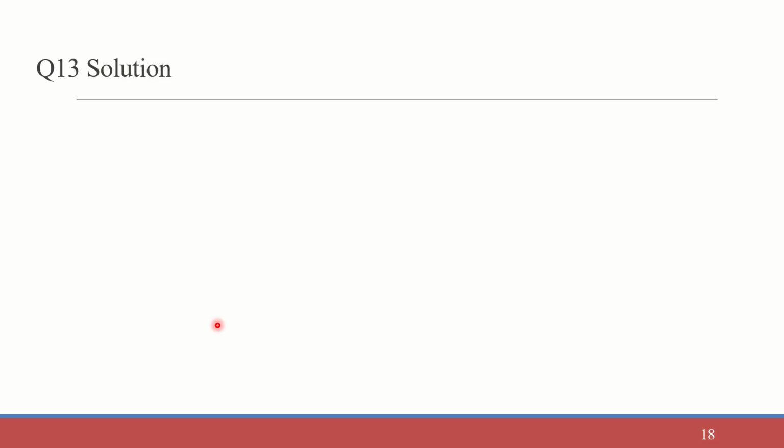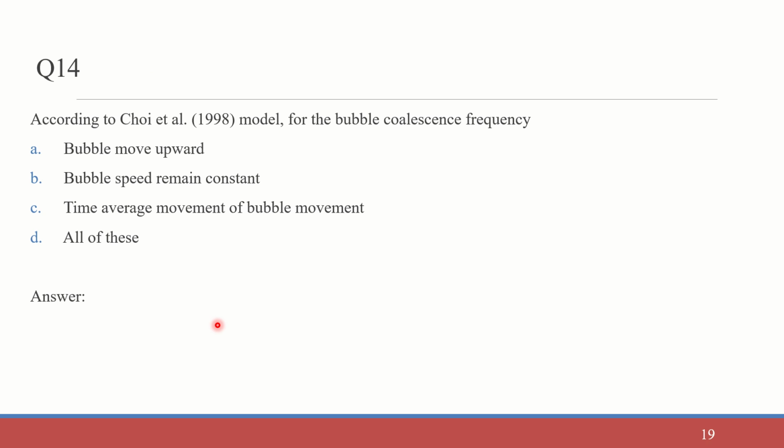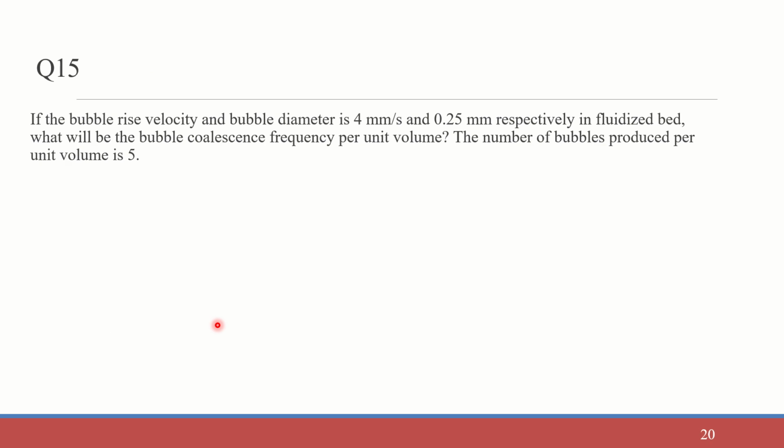So going back to question 15: if bubble rise velocity and bubble diameter are given as 4 mm per second and 0.25 mm respectively in a fluidized bed, what will be the bubble coalescence frequency per unit volume when the number of bubbles produced per unit volume is 5? The answer is 11.10 per second. Options B, C and D are 12.16, 9.17 and 16.26 per second respectively. But we have calculated and we are getting 11.10 per second as well. So the answer is option A.